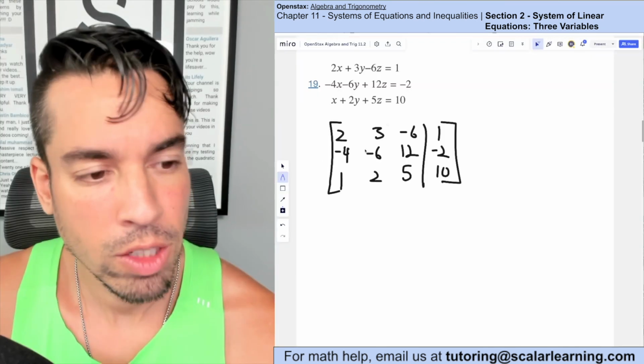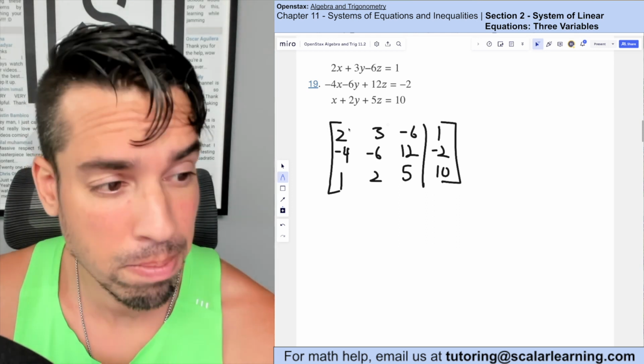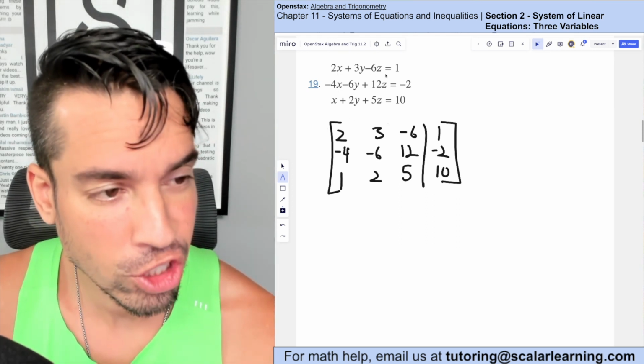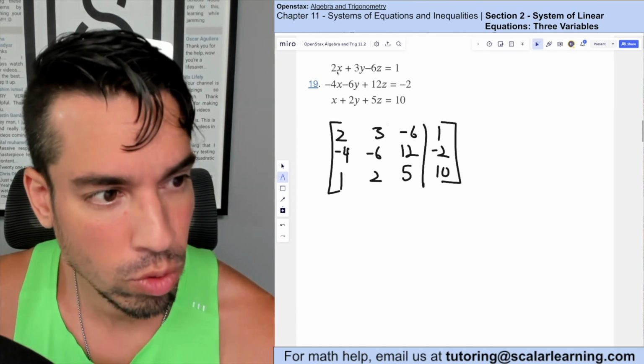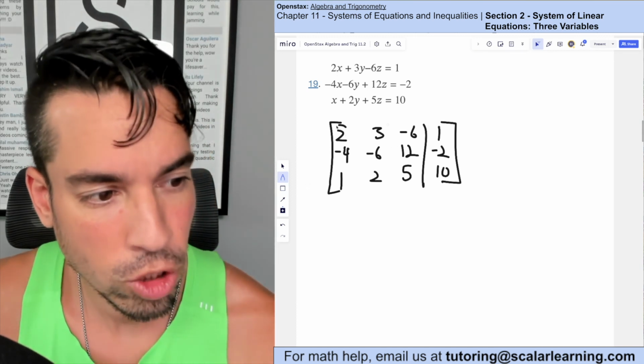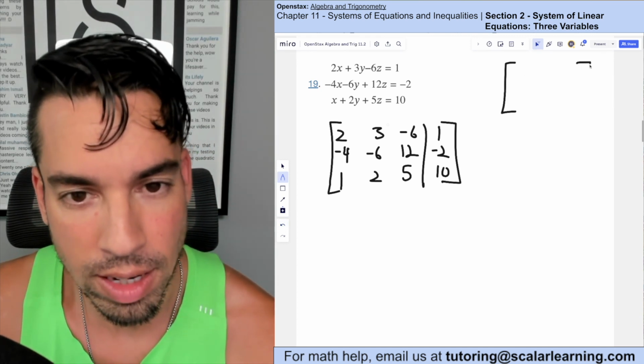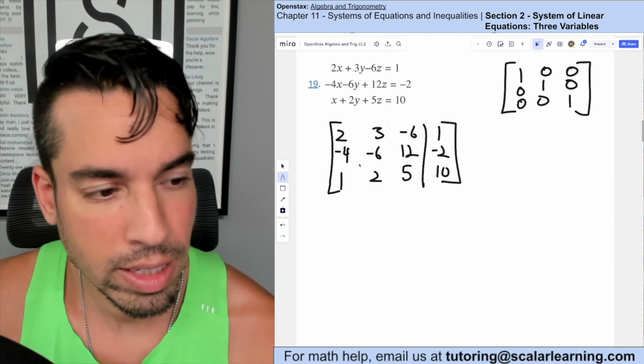Done. So for this one, we're meant to solve via Gaussian elimination. Once again, I set it up as a matrix with all the coefficients and numbers like so, right? 2x, that's 2, 3y, that's 3, and so on and so forth. Now, the first thing I'm going to do is try to flip this to 1, right? We want that identity matrix, which once again looks like this. So we're trying to get this into that format.